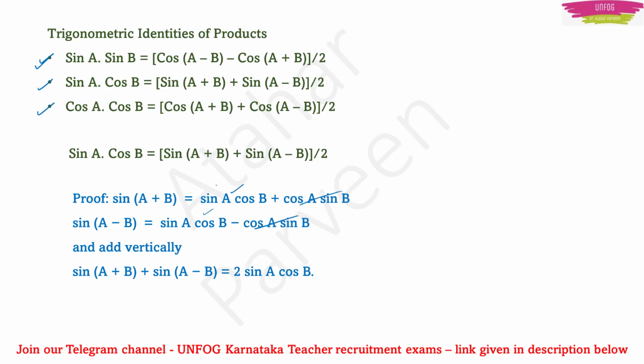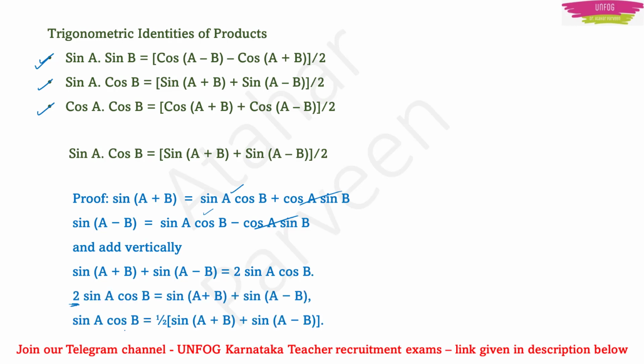So you will add this and this, right? 2 sin A cos B will be there. If you send this 2 to the right hand side, you will get this formula: sin A cos B is equal to half into sin A plus B plus sin A minus B. Okay. So this is how you have derived these identities.